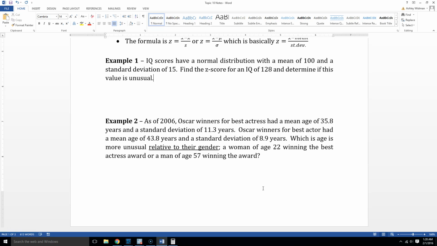So we're trying to see how far away from the norm is more unusual. A woman with an age of 22 winning Best Actress, or a man of age 57. Right now, these are definitely the age-old apples to oranges, because the women have a mean of 35.8 and a standard deviation of 11.3. The men have a mean of 43.8 and a standard deviation of 8.9. So it's the same kind of situation where we can't compare these two numbers directly because we don't have the same mean and standard deviation.